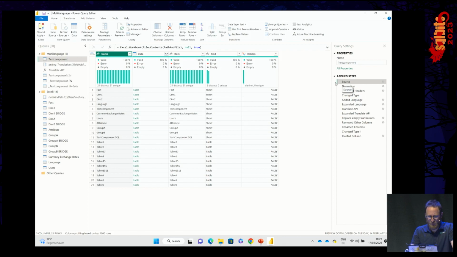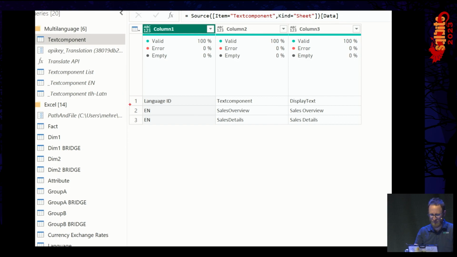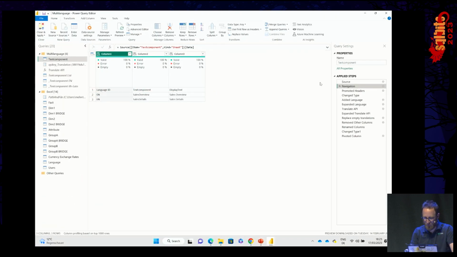So I have a data source. The data source, the starting point for everything here, is my text component table. Again, this is my Excel file, and here I have everything flat. There's a row in this table telling me about the component, so maybe I jump further so we see the promoted headers and the change data type.